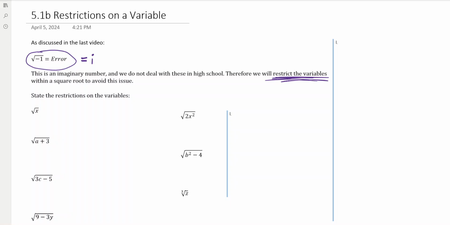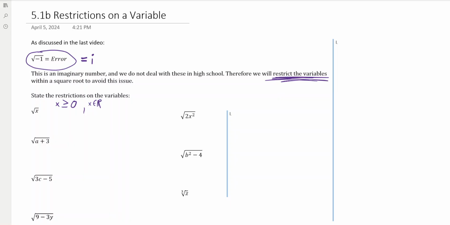Okay, so how do we do that? Well, if we take a look at any one of these examples, all we have to do is start by making the inside greater than or equal to 0. So this first one is easy. There's nothing else to do. It's just x greater than or equal to 0, where x is in the real numbers, but usually we won't even write that part. We'll just write the first part.